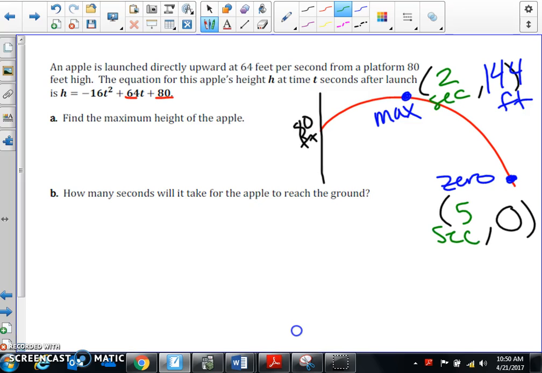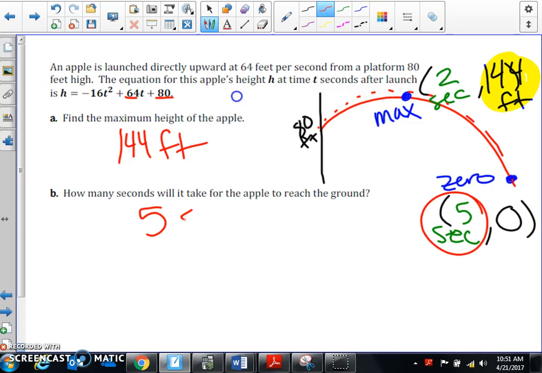All right, now let's read the questions. Find the maximum height of the apple. The maximum height, and the only height really that we have, is right there, that y value. So 144 feet. How many seconds will it take for the apple to reach the ground? Well, here's the apple traveling. It hits the ground. Boom. So 5 seconds. All right, that's it.